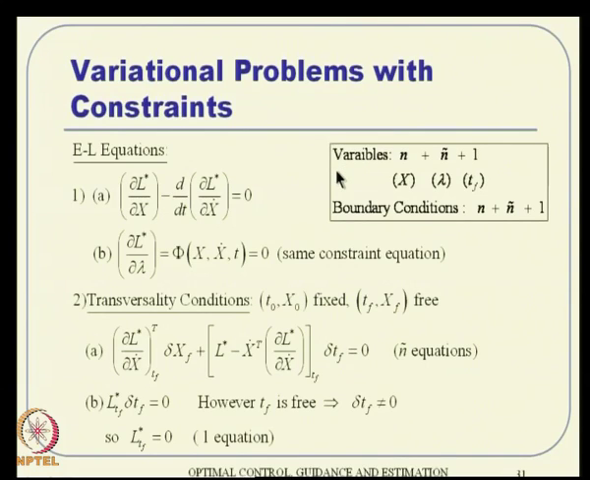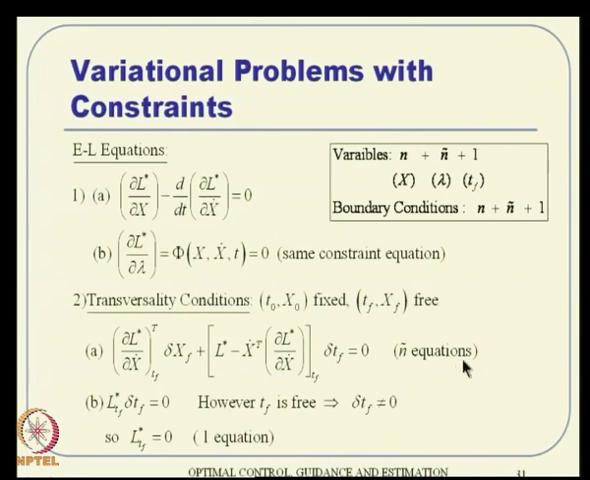So, what we are looking at is a problem with n dimensions from x and n tilde dimensions from the constraint equation, and one more freedom, if your TF is free, comes from TF. So, essentially we have to have boundary conditions for this n plus n tilde plus 1. n conditions are already there because T0, x0 is fixed, and the other things can be derived from here.